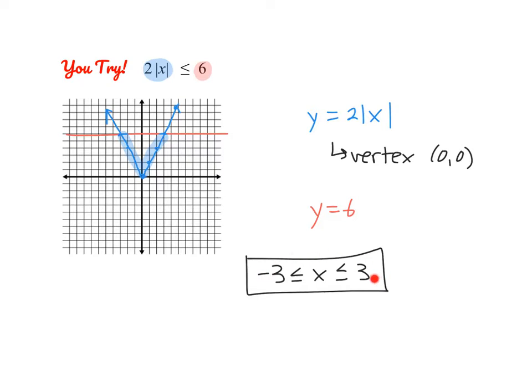So we can write it as a single inequality, and we will say less than or equal to because the original inequality has the or equal to as well.